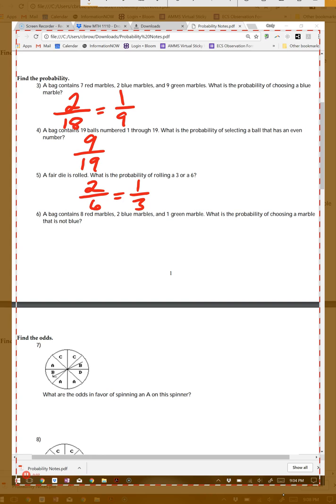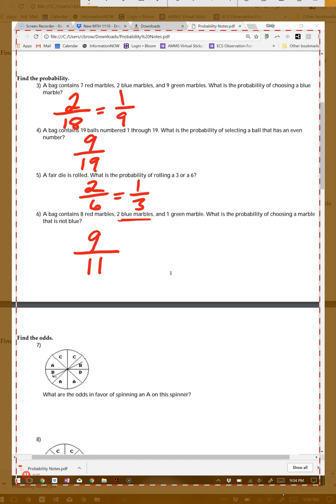Okay. Number 6, the bag contains 8 red marbles, 2 blue marbles, and 1 green marble. What is the probability of choosing a marble that is not blue? Okay, again, it's just messing with the language, trying to make things more complicated than they actually are. Okay, again, need our total number of possible outcomes. So 8, 2 is 10, plus 1 gives us 11 total outcomes. Probability of choosing a marble that's not blue. So 2 of the 11 are blue, so that means that 8 plus 1, 9 are not blue.